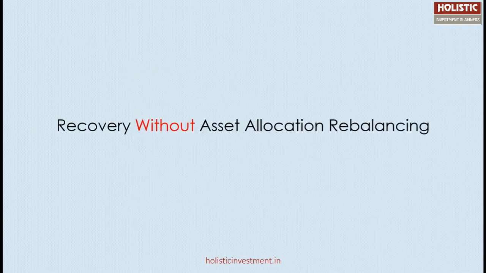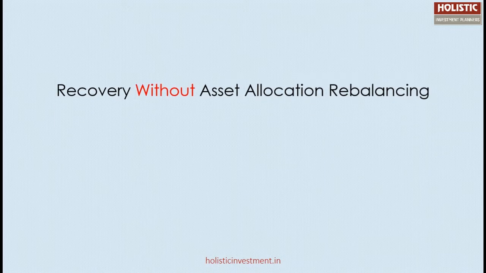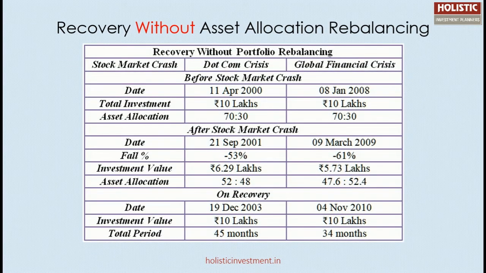First, we shall check recovery without asset allocation rebalancing. The image you see on the screen shows the portfolio of the investor in 2 different crashes without asset allocation rebalancing. First, we shall consider the dot-com crisis. He has 10 lakh investment, 70-30 asset allocation. After the crash, the 10 lakh investment has crashed to 6 lakh 29,000, and the asset allocation to 52% in equity and 48% in debt. On recovery, we have regained 10 lakh investment on 19 December 2003. In total, it took 45 months for complete recovery.